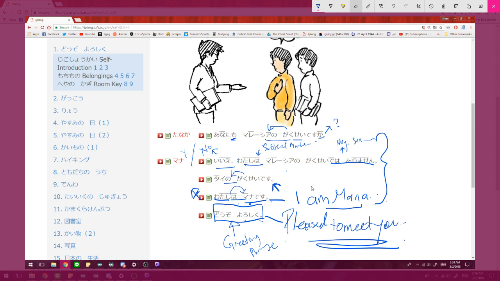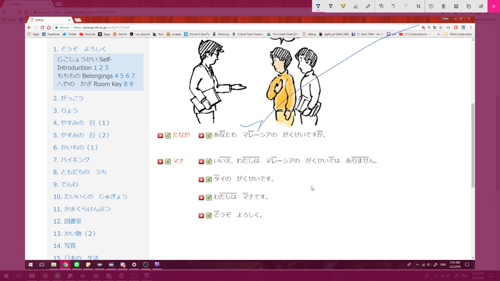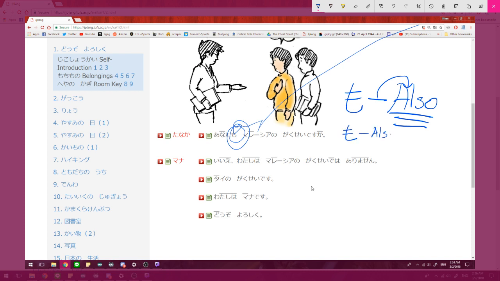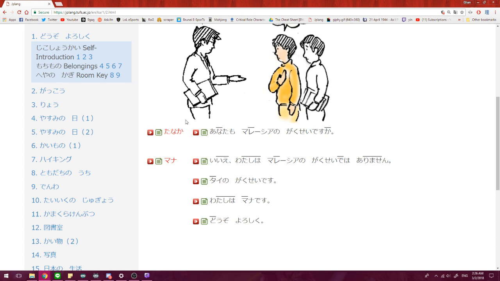So now we are going to introduce ourselves to something new, the mo particle. So what is this mo particle right here? Now the mo particle, sorry, I should have written that better. The mo particle refers to something simple, which is also. Okay, so mo particle means also. What the mo particle does is that it doubles as also, but it also has the wa functionality by including it as a topic.